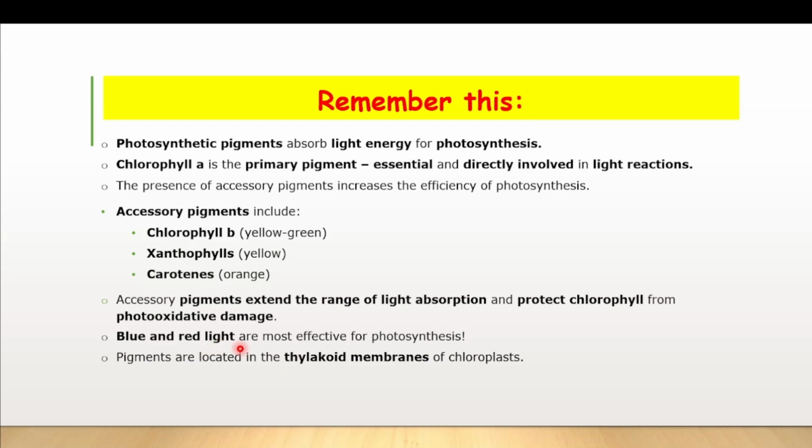Blue and red light are most effective for photosynthesis. Pigments are located in the thylakoid membranes of chloroplasts. That's all for today.